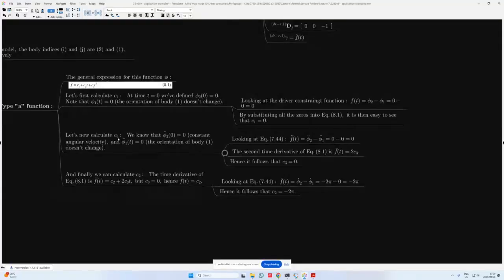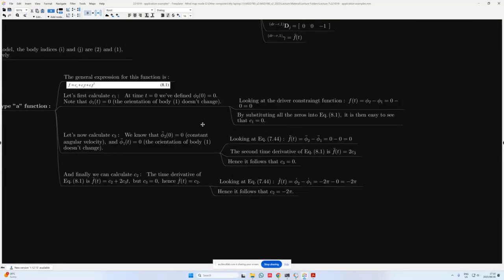We can now also go and calculate c3, since we know that phi double dot 2 is equal to 0 as well. This is because we're working with a constant angular velocity. Phi double dot 1 is also equal to 0 since the orientation of the actual body of the car doesn't change. If we look back at equation 7.44 and substitute that in, we end up with f double dot t, which is equal to 2c3, so therefore c3 also needs to be equal to 0.